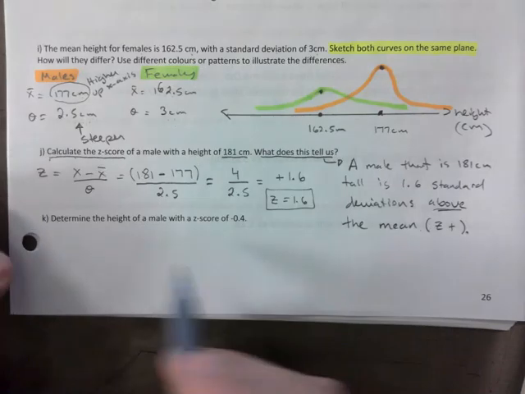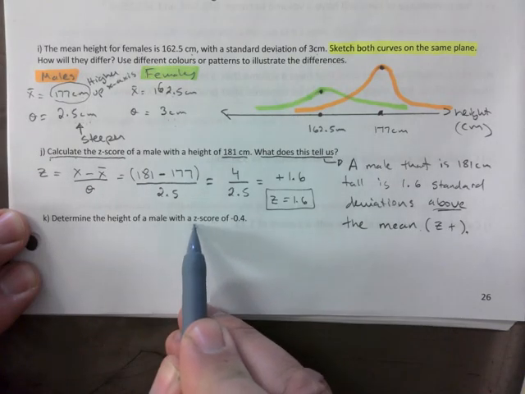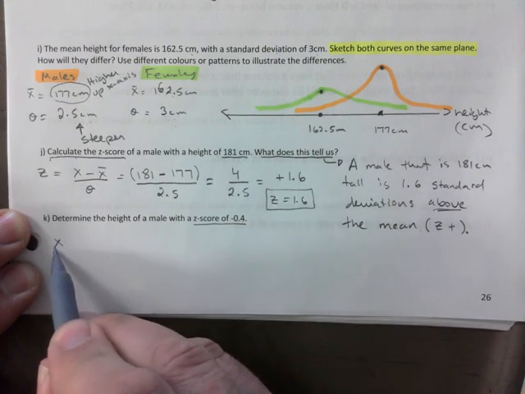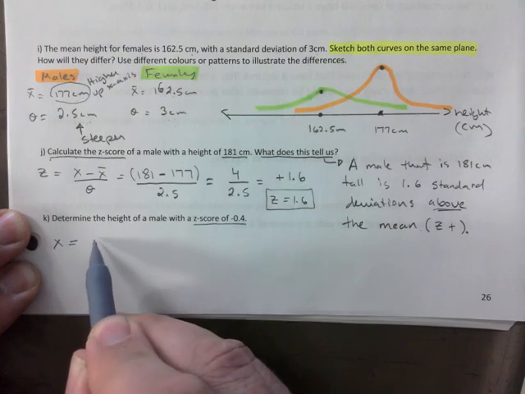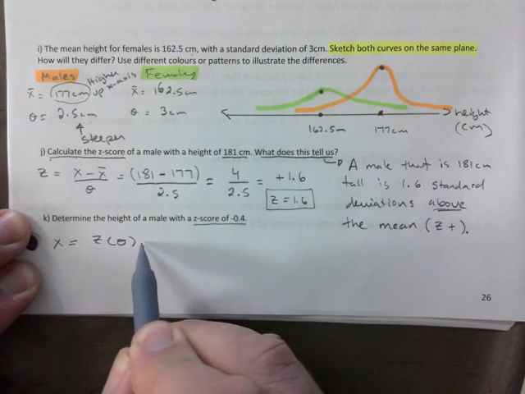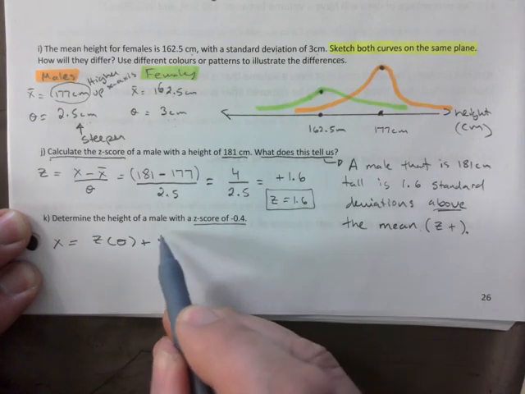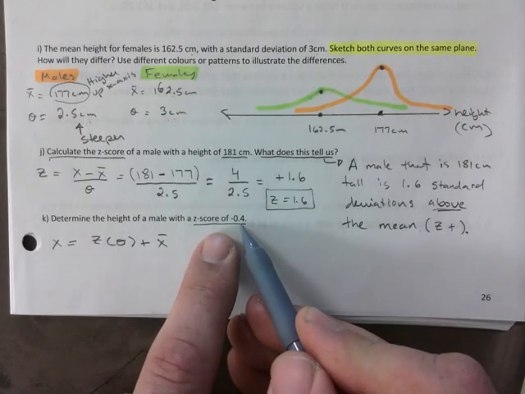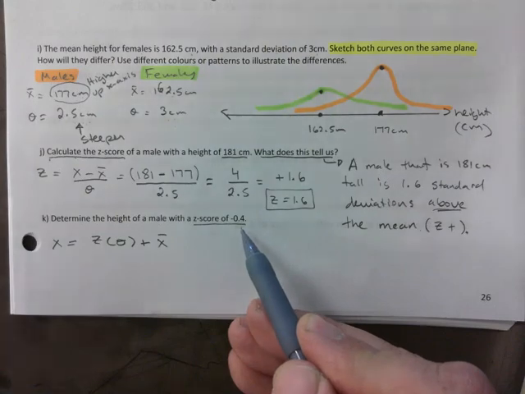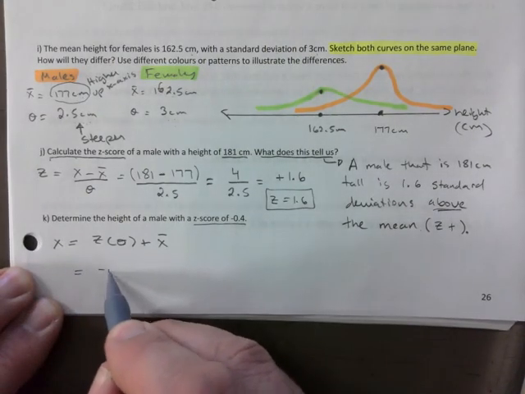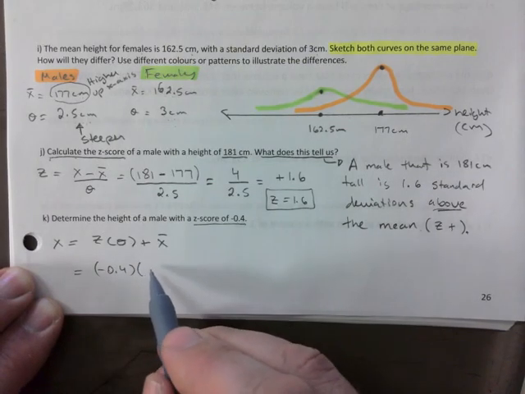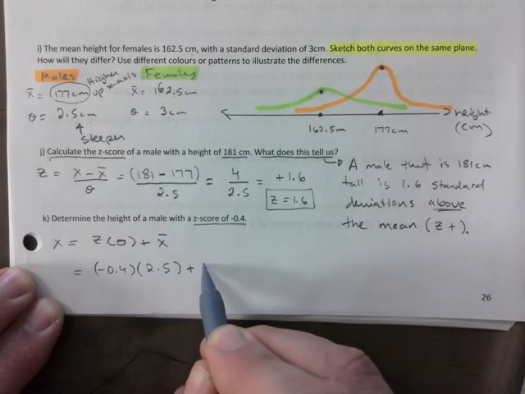But anyways, determine the height of a male with a z-score of -0.4. So that's when you use this one. What's the formula again? Z times standard deviation plus mean, right? Now you want to find the actual height that is connected with this z-score. We know this person is below average when it comes to height. So -0.4 times standard deviation. What's my standard deviation again? 2.5, plus whatever the average is.